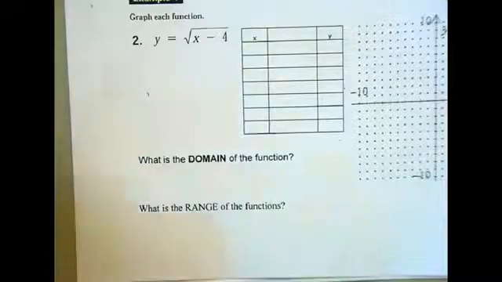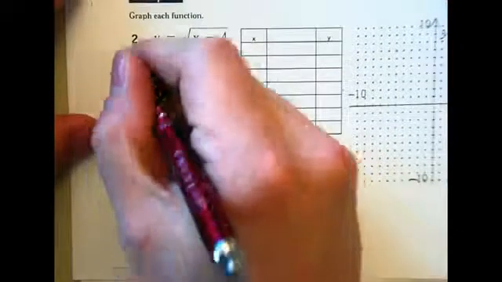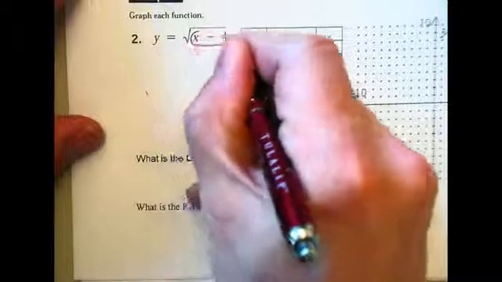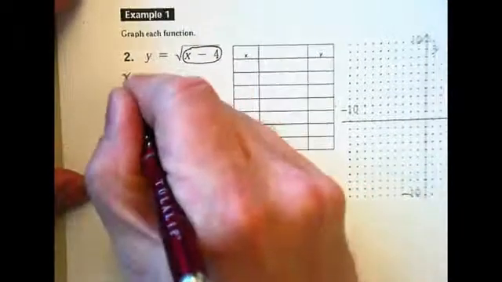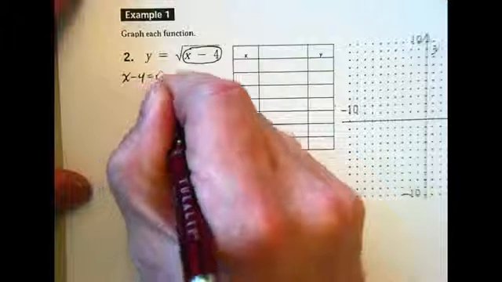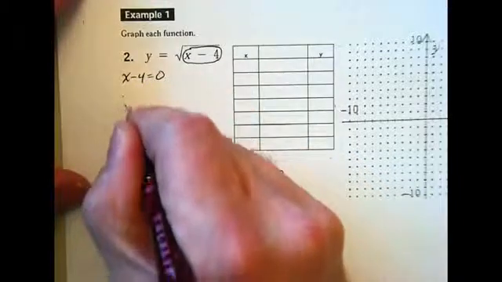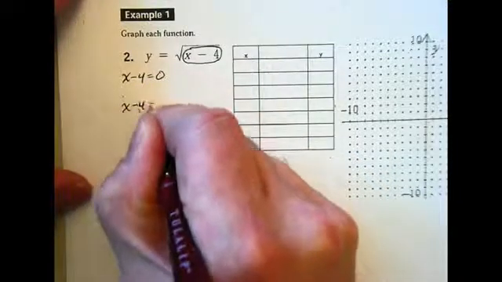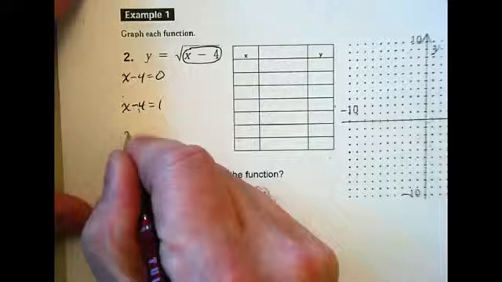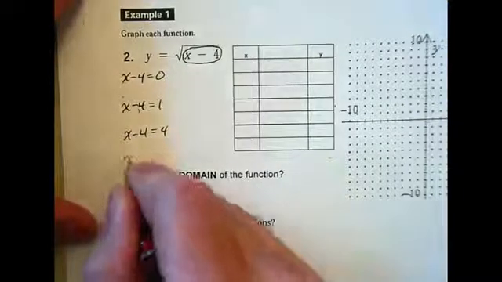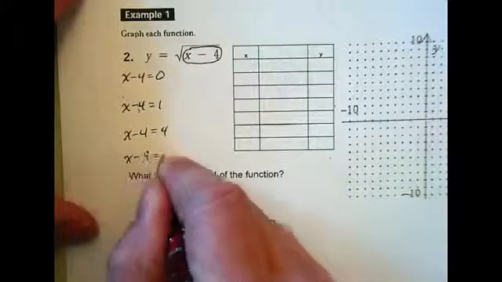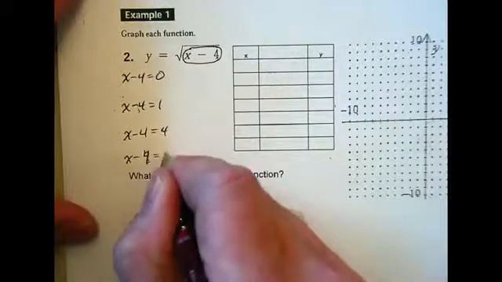Let's see how we did here. Let's recall, what do we want x minus 4 to equal? 0. We want it to equal 0. Yes. What else do we want it to equal? 1. x minus 4 to equal 1. What else do we want it to equal? 4. And what else? 9. All right. x minus 4 equal 9.